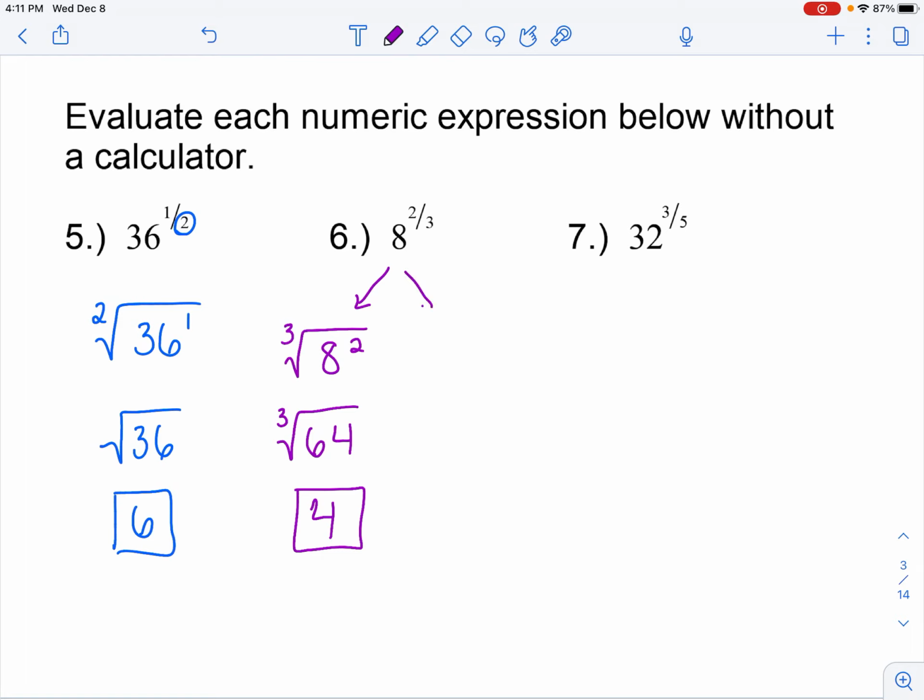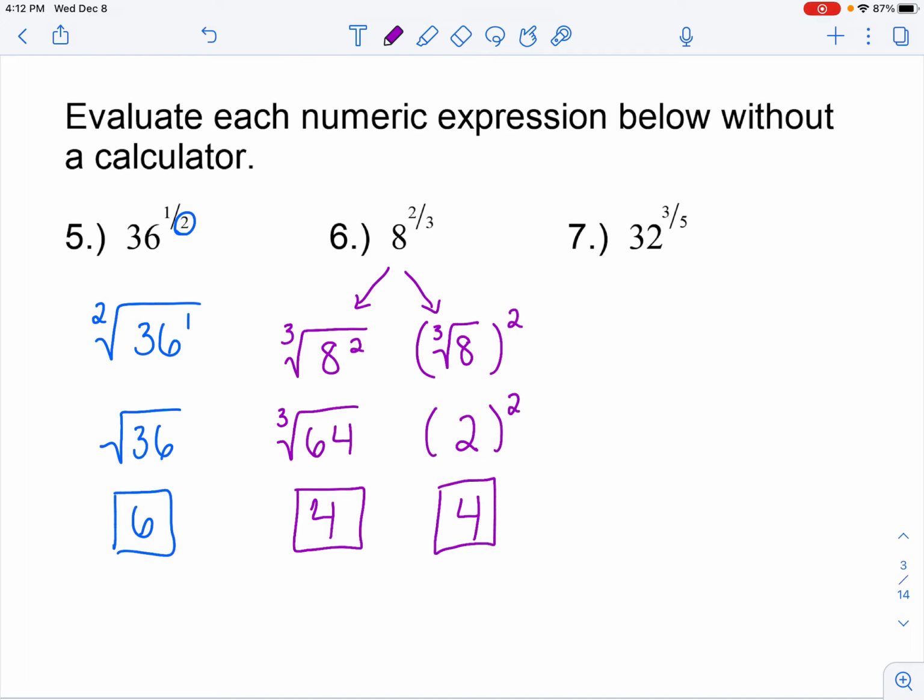Now there's another way to do this, and this other way is going to help us to do number 7. I can write this as the cube root of 8, but instead of putting the squared here, I can put the squared on the outside. Now in doing that, I can figure out, well, what's the cube root of 8? Cube root of 8 is 2, and then 2 squared is also 4. So it really doesn't matter what way you do it, they give you the same thing.